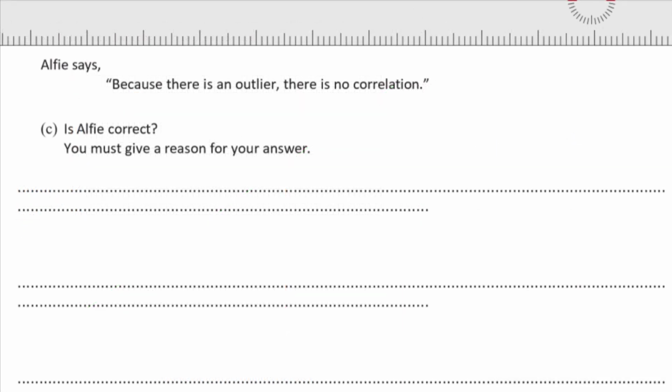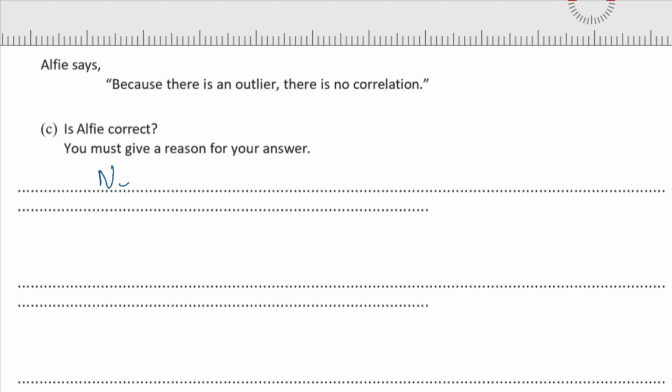Alfie says, because there is an outlier, there is no correlation. Is Alfie correct? You must give a reason for your answer. Now, I don't think Alfie is correct. I think you can have outliers and still have correlation. So I'm going to say no.